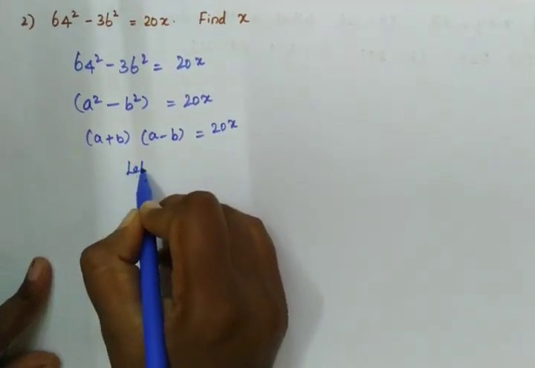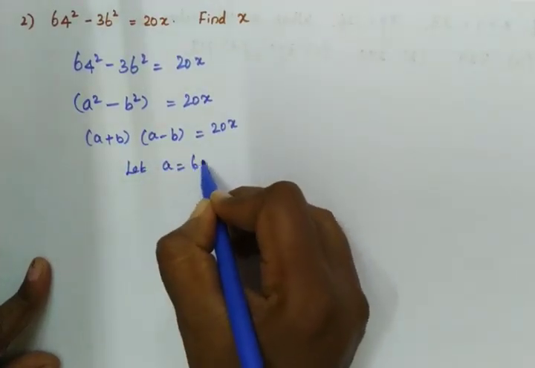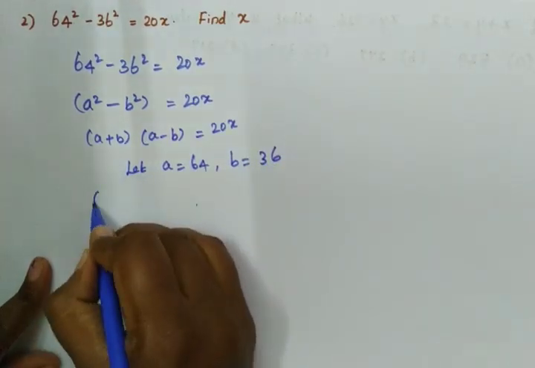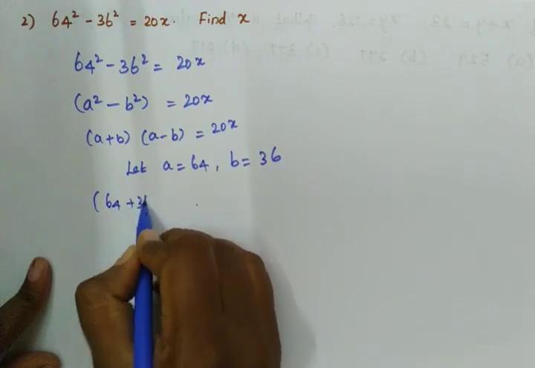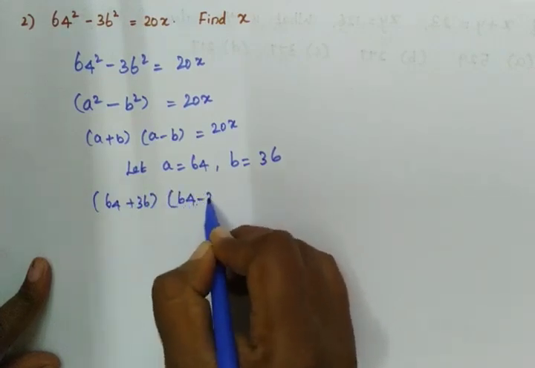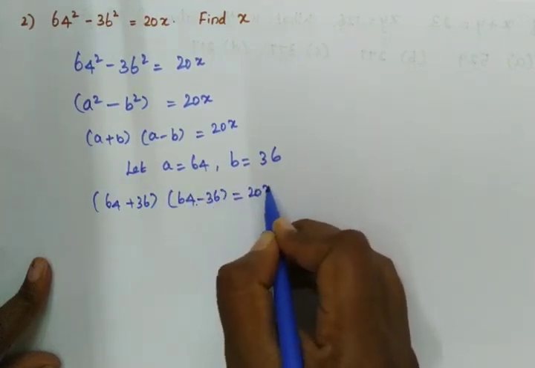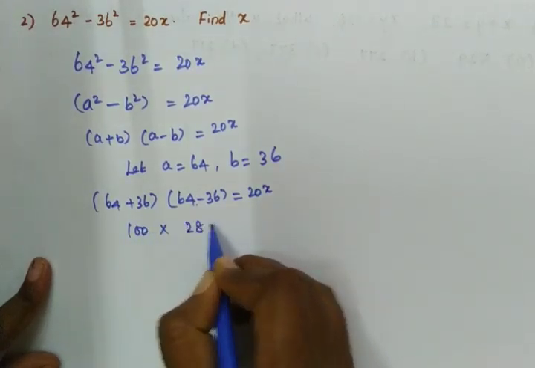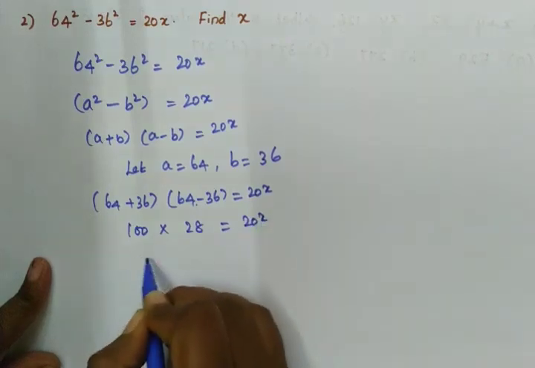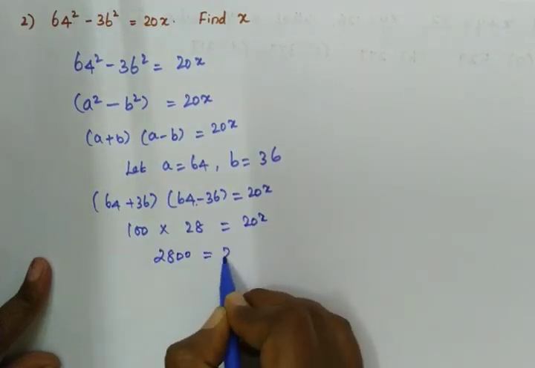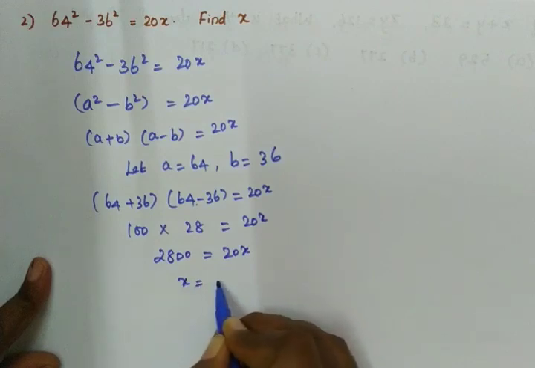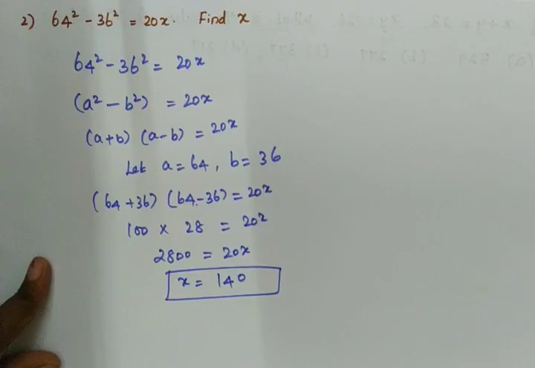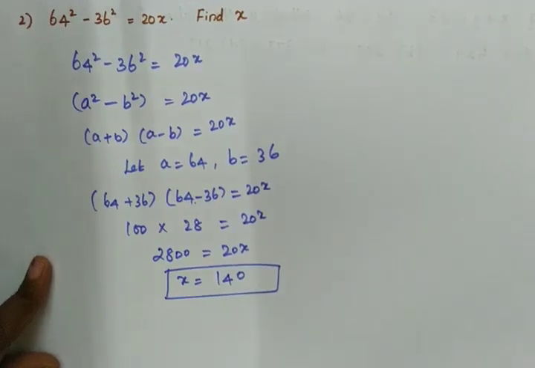Let us take a is equal to 64 and b is equal to 36. Now substitute here, that is 64 plus 36 into 64 minus 36 is equal to 20x. So this is 100 into 28 is equal to 20x. So 2800 is equal to 20x. Therefore x is equal to 140. So this is the answer for this question. Let us move on to the next question.